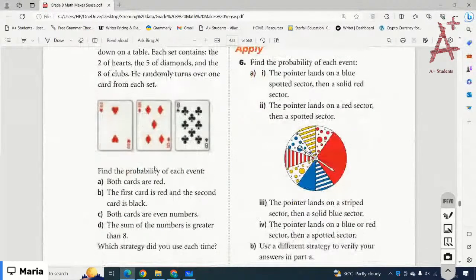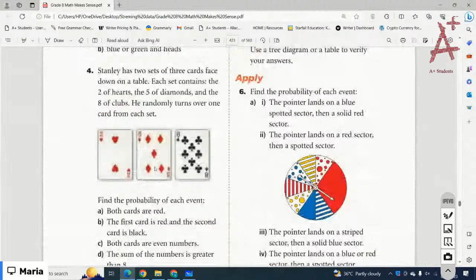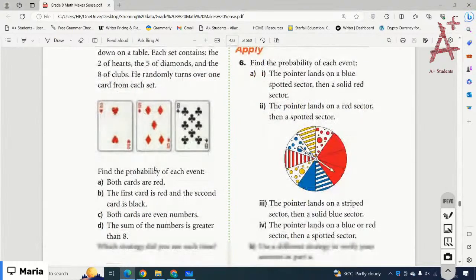Let's start with question number 4. Stanley has two sets of three cards face down on a table. Each set contains the two of hearts, the five of diamonds, and the eight of clubs. He randomly turns over one card from each set. Find the probability of each event. Both cards are red.